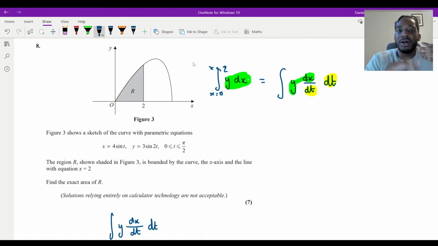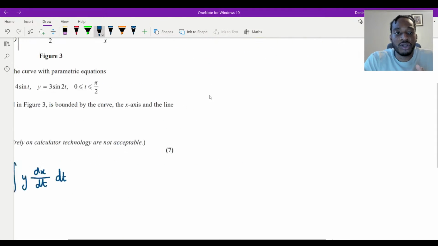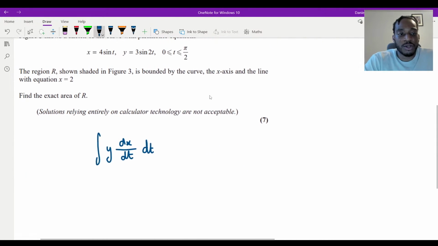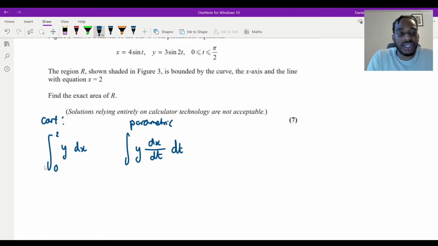Well, remember, parametric and Cartesian are equivalent. If I was integrating between x equals 0 and x equals 2, there are going to be corresponding values of t which correspond to that. So I'll do it one more time. It's going to be between 0 and 2 of y dx. This is in Cartesian form, cart for short, and I'm going to write parametric here.